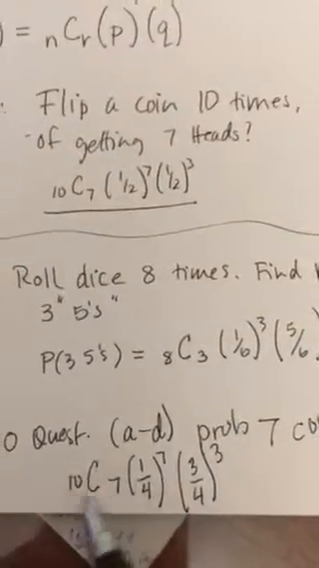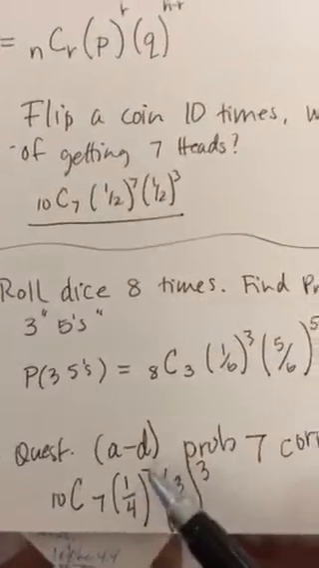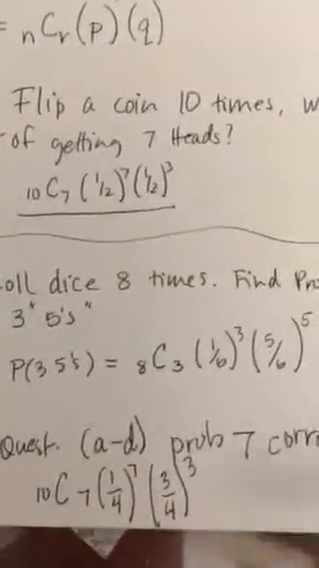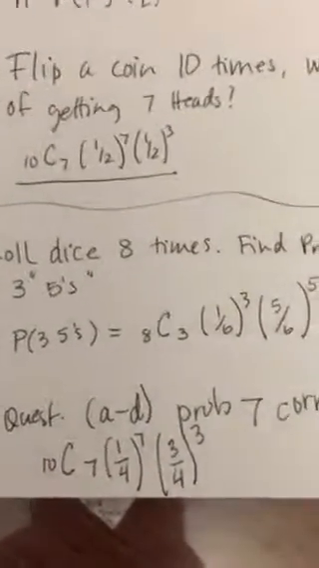And then you can just math this out. You know how to figure this out. 1/4 to the 7th power is going to be tricky, but you can do it. Decimals are okay if that's easier on your calculator.